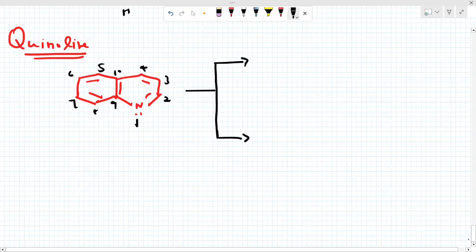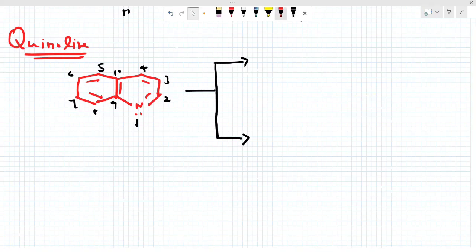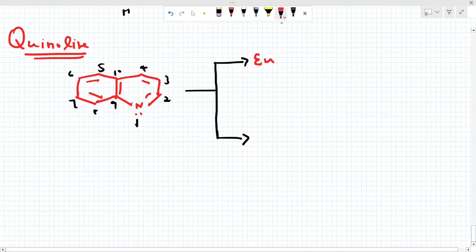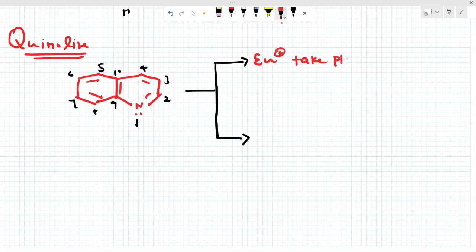Now note, very important. In case of quinoline, very important. Please note. In case of quinoline, electrophilic substitution reaction takes place at benzene. Okay. At the 5th or 8th position.